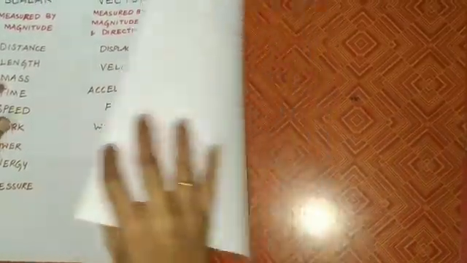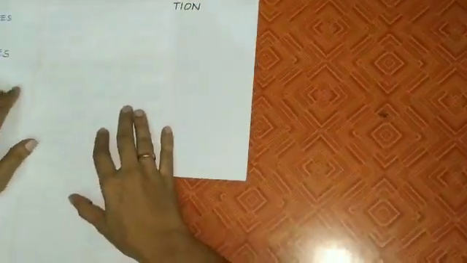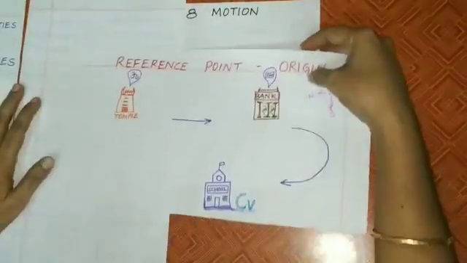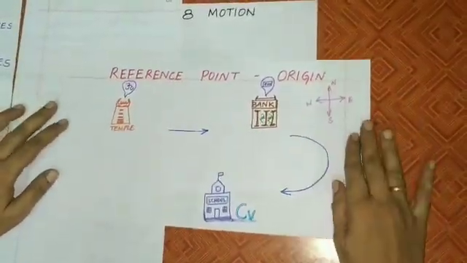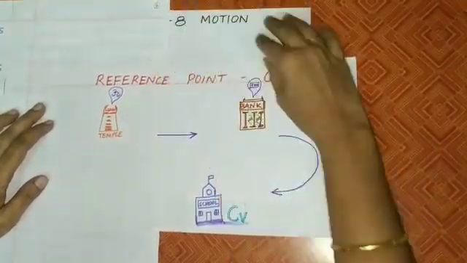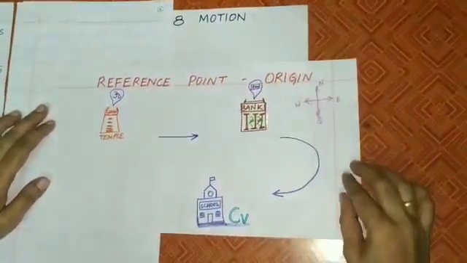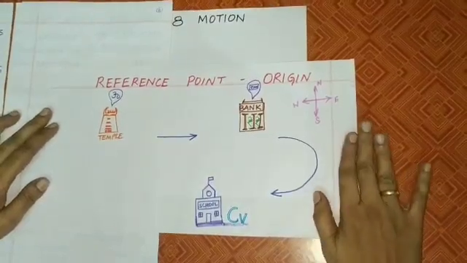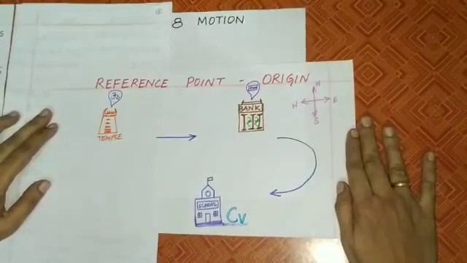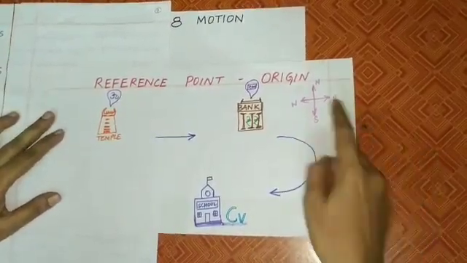Now, in the previous module, we have learnt that in the definition of motion, motion of an object is perceived when its position changes continuously with respect to some stationary object. So, to locate an object, we have to choose a suitable reference point. This reference point is called origin.